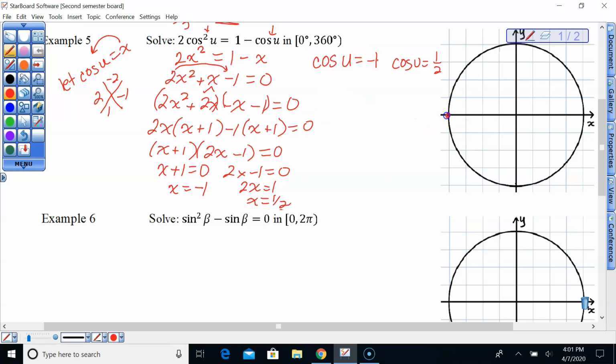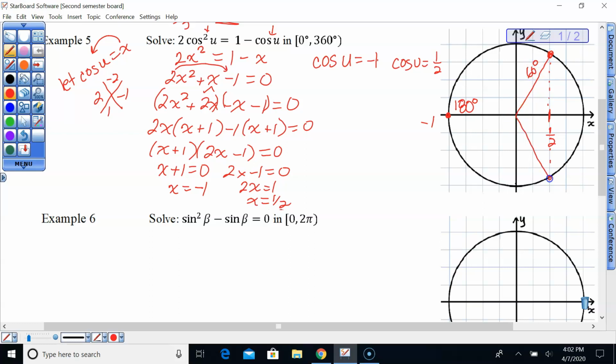Cosine u is your x coordinate on the unit circle, and where cosine u equals -1, that's 180 degrees. Then cosine u equals 1/2. That's when x is positive 1/2. So that would be here on your unit circle along this line where your x is 1/2. We'll be talking about this angle here, which is 60 degrees.